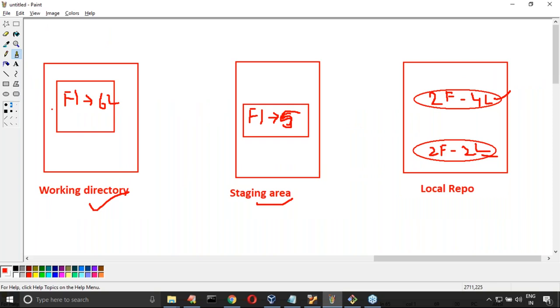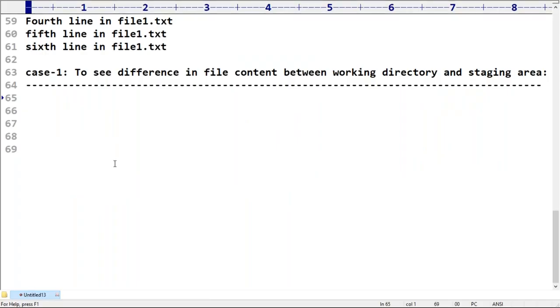Working directory contains how many lines? 6 lines. But the staging area contains how many lines? 5 lines. Oh, there is a difference in the content. What you can use is very, very simple: git diff command file1.txt. That's all, sir.